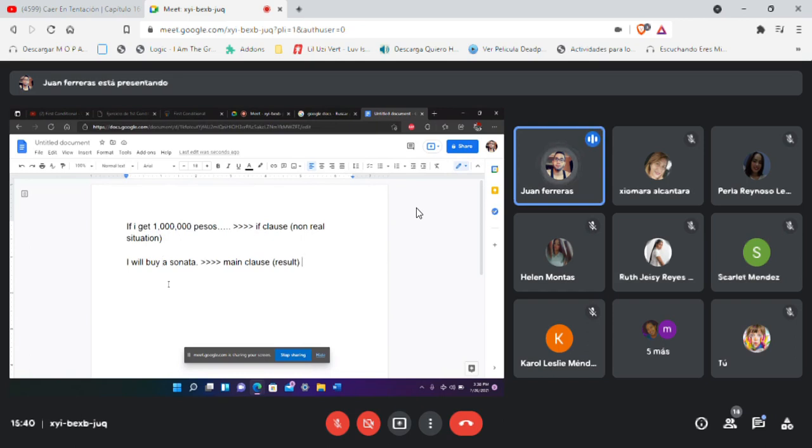Another example is: if Perla meets with Robert Pattinson, I think that is like that, right? Comma, why a comma? If we start the first conditional with the if clause at the beginning, we have to use a comma to divide the if clause from the main clause.